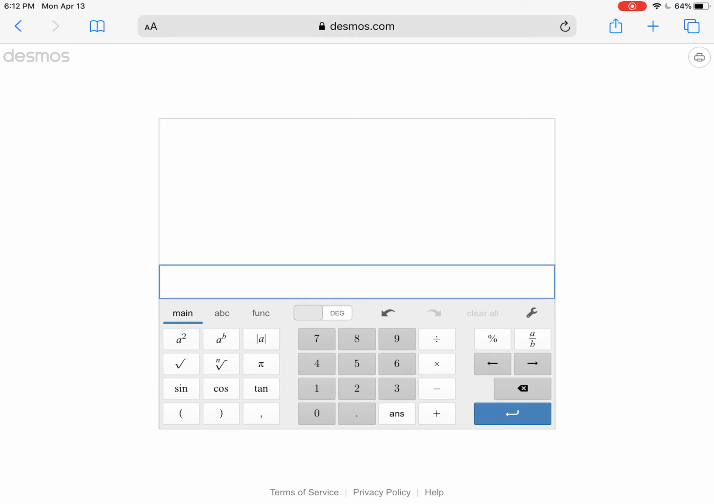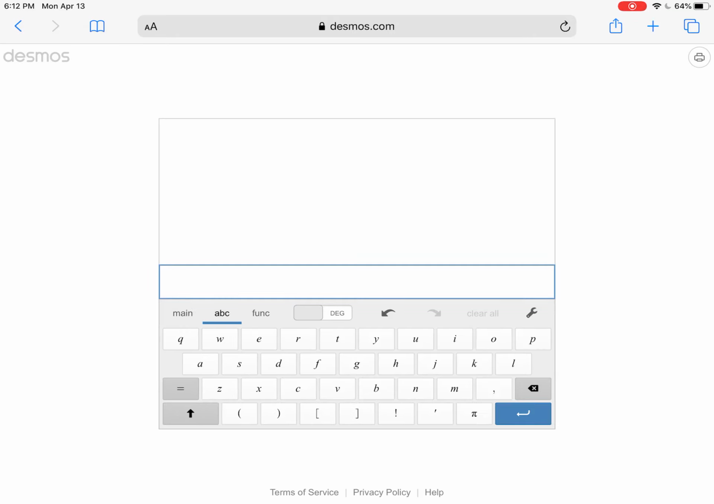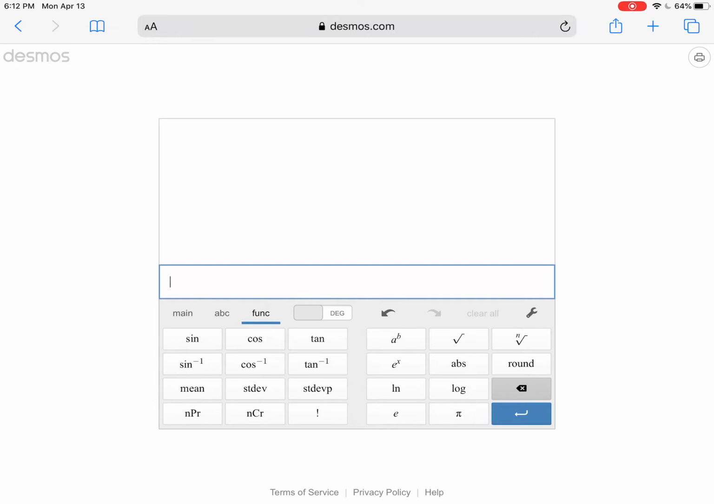So let's look at a couple more things. You'll notice that this is underlined as main. There is this ABC function that gives you a typewriter account, but we don't need that for anything. Then there's something that has the letters FUNC, and that's where you'll find those shortcuts of the inverse of sine, inverse of cosine, and inverse of tangent. That's where those are hiding.